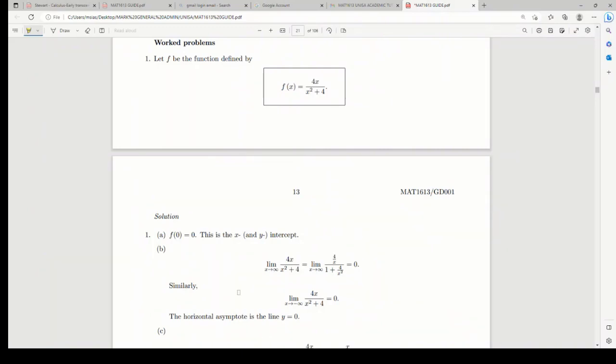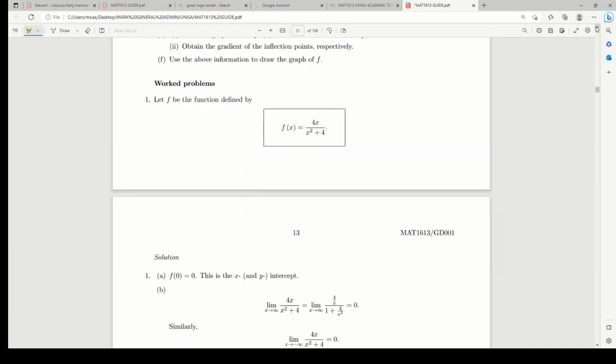Let's look at a particular function, guys. Let's look at a function quickly. Let's try and sketch the graph of this function, okay? Let's just have a quick discussion on it. It's worked out for us.